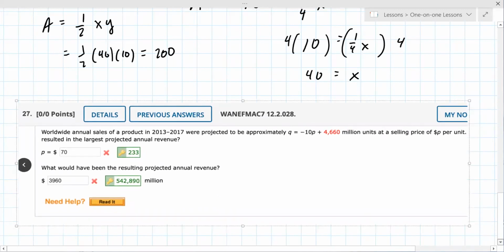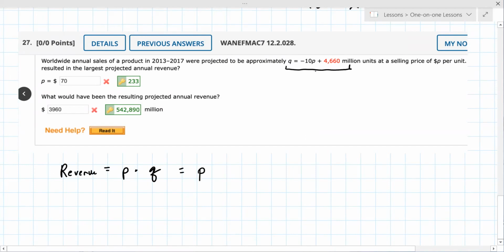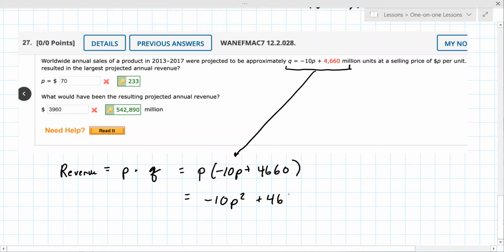All right, so starting with 27, the revenue is price times quantity, and P is your variable, so that stays. Q comes from right here: minus 10P plus 4660. Okay, so if we multiply, that's minus 10P squared plus 4660P. And that's your revenue as a function of P.